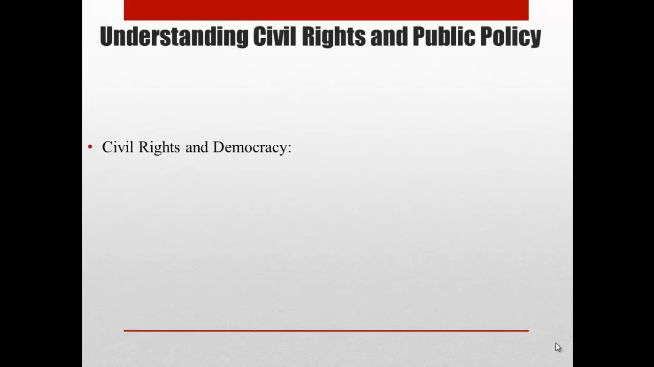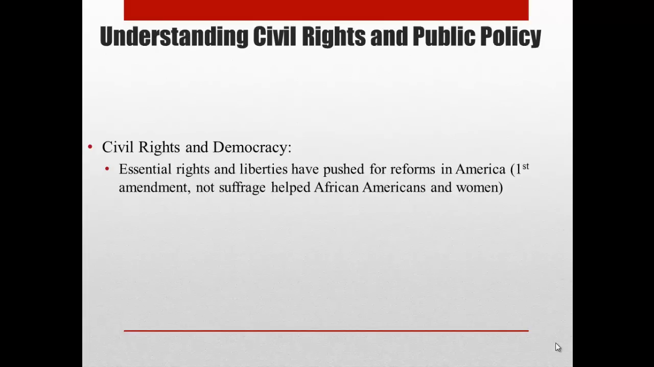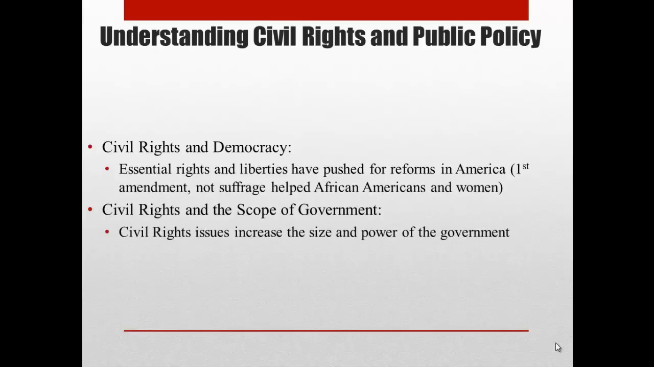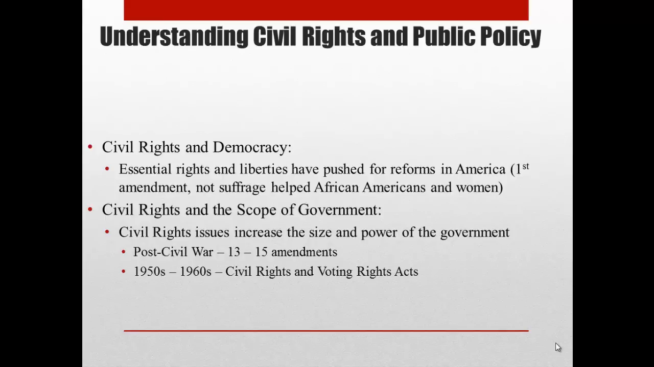Civil rights and democracy, essentially rights and liberties, have pushed for reforms in America. The First Amendment, not really suffrage, has helped African Americans and women. So this idea of people speaking out has had more of an impact than the right to vote. When it comes to civil rights in the scope of government, civil rights usually increases the size and power of the government. Some examples look at post-Civil War, the 13th through 15th Amendments. And in the civil rights era of the 1950s and 60s, you have the Civil Rights and Voting Rights Acts, which increase the size of the government as well.